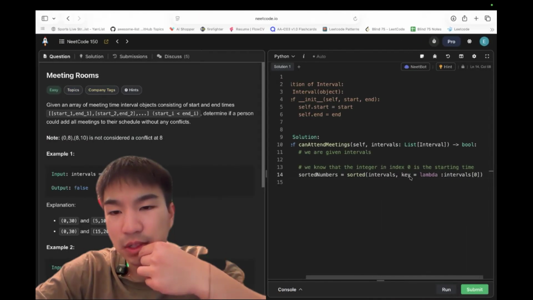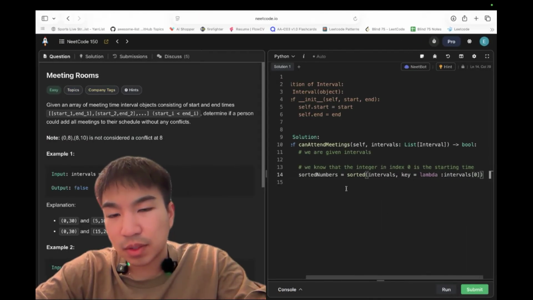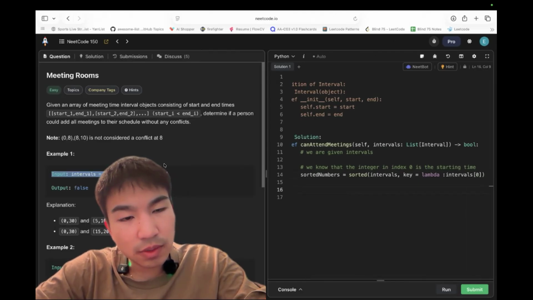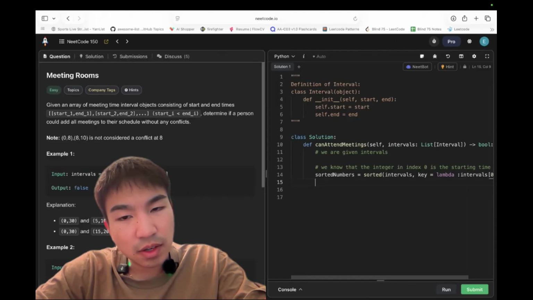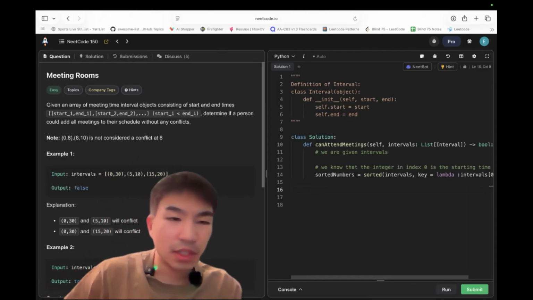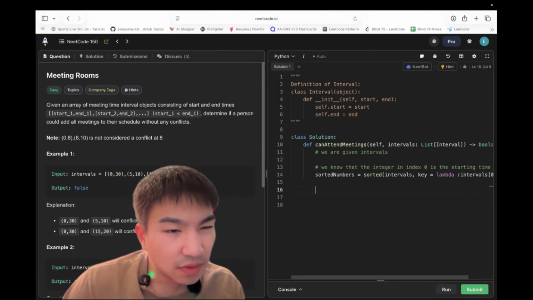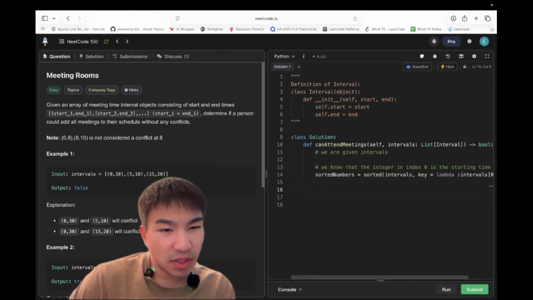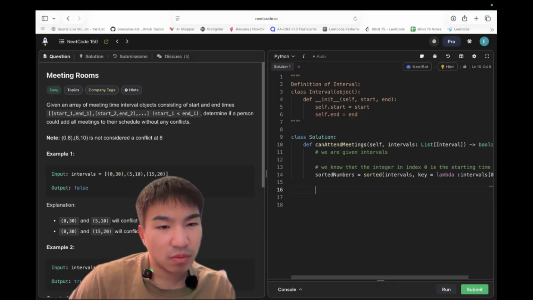Okay, now we know that sorted numbers is equal to this one, which is sorted. So we go ahead and check the last element and we check it with the first. Now we could do, for each interval, we could see if that last number is greater than 5.